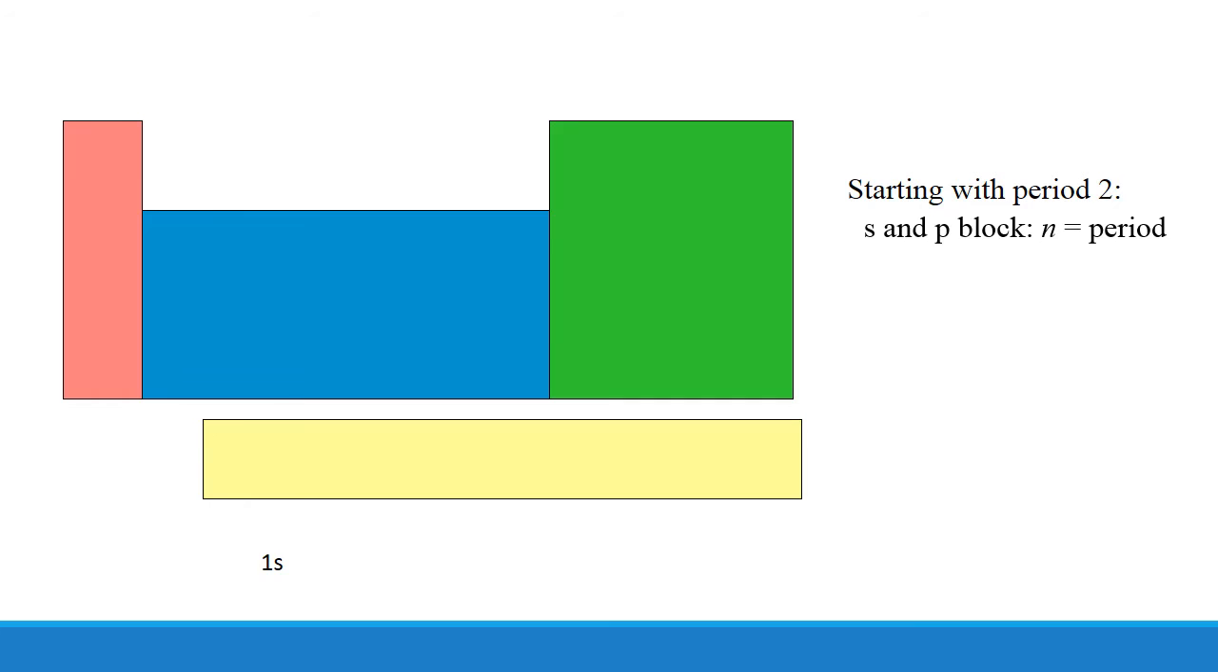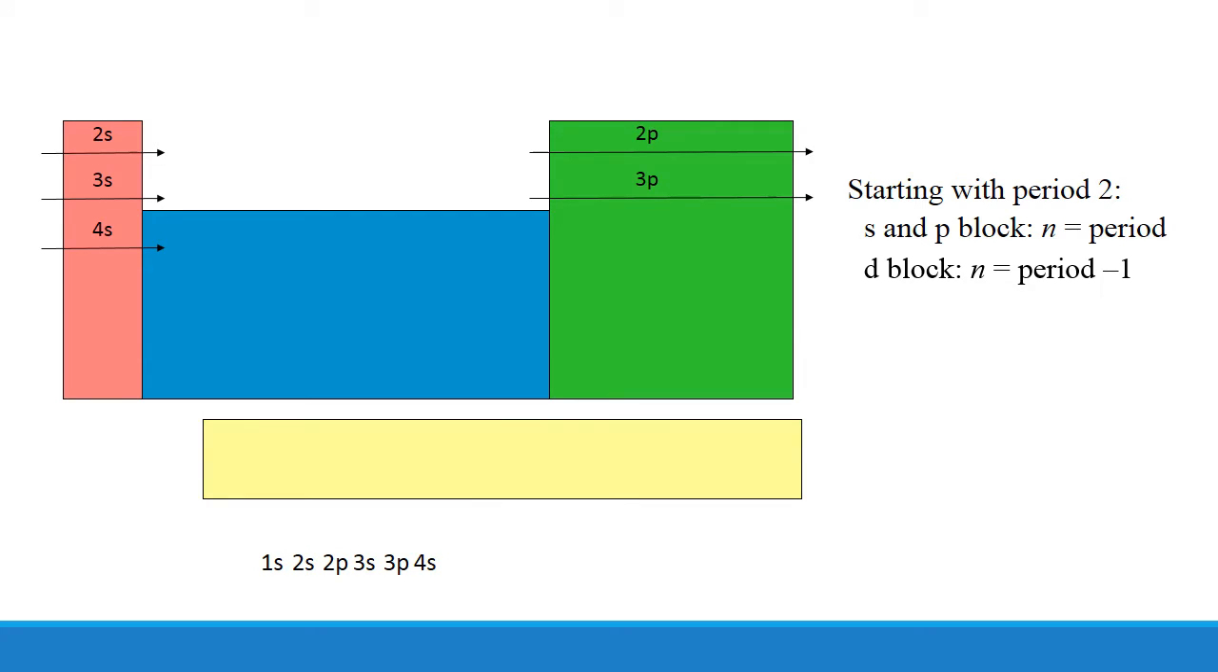First, as you go through an S and P block, the N of your subshell is equal to whatever period you're going through. So going through the second period, we're going through the S block, 2s, and the P block, 2p. Now we go through the third period, 3s, 3p, and starting the fourth period, we go through the S block, 4s. When you go through the D block, remember that the N is equal to the period minus 1. So we're in the D block of the fourth period, so it'll be 3d. Now we go back through the P block, 4p. Going through period 5, it'll be 5s, 4d, 5p.